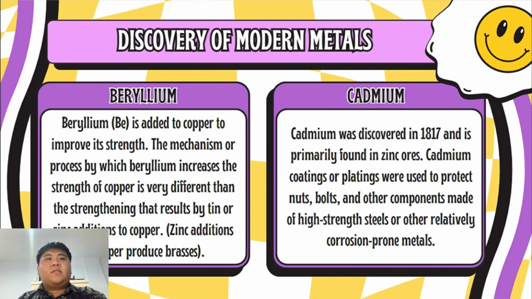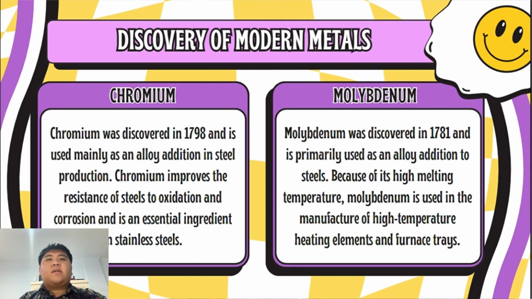Cadmium. Cadmium was discovered in 1817 and is primarily found in zinc ores. Cadmium coating or plating was used to protect nuts, bolts, and other components made of high-strength steel or other relatively corrosion-prone metals. Chromium. Chromium was discovered in 1908 and is used mainly as an alloy addition in steel production. Chromium improves the resistance of steel to oxidation and corrosion and is an essential ingredient in stainless steel.